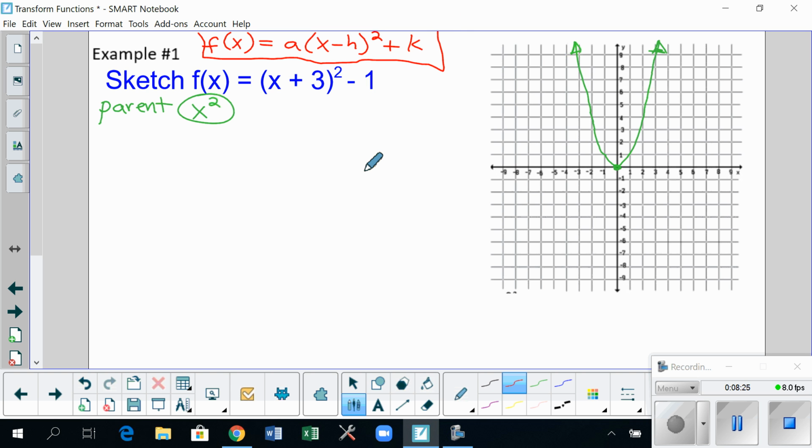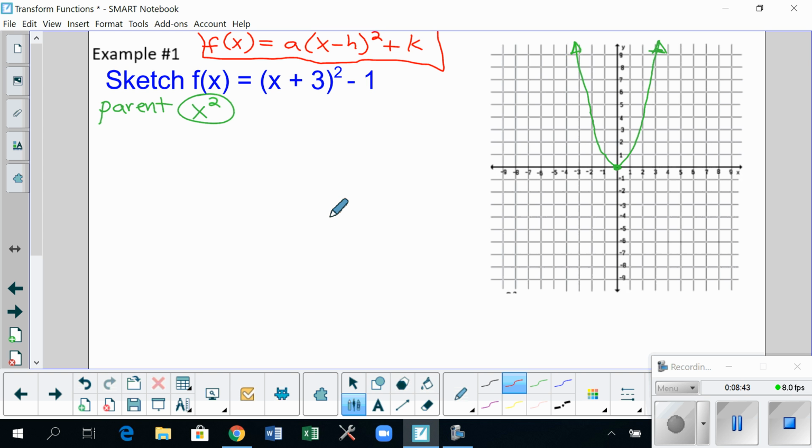You learned this in assignment 2.2. Now the next thing I'd like you to do, I like to put the parent function on the graph. Our parent function, the parent quadratic function, is simply x squared. It looks like this. This is what we just learned at the start of this lesson.